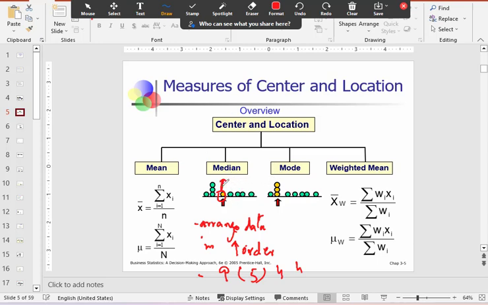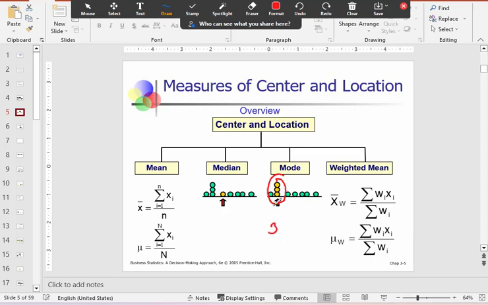And if the numbers are even, let's say the total numbers are 10, what you will do is take the fifth number and the sixth number, add them and divide by 2. The value in the fifth position and the value in the sixth position. This way it will become the median. And then the next is mode. In the mode, what we'll do is look at the most repeated observation. So here the most repeated number is 3.